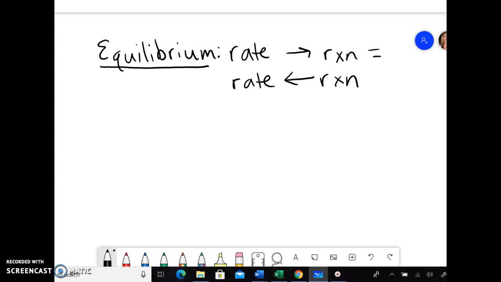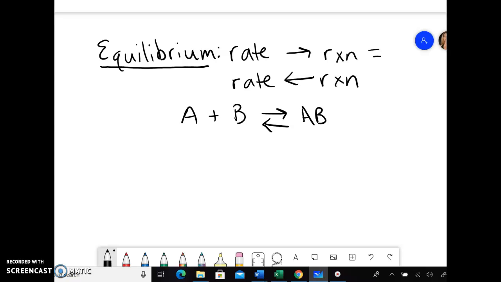So you're going to have two reactions happening at the same time. For example, if we just do a synthesis reaction, you'll see it written like this, where you're going to have two arrows. The A and B are colliding and forming AB, but at the same time, some of the AB is breaking apart to form the two different particles.